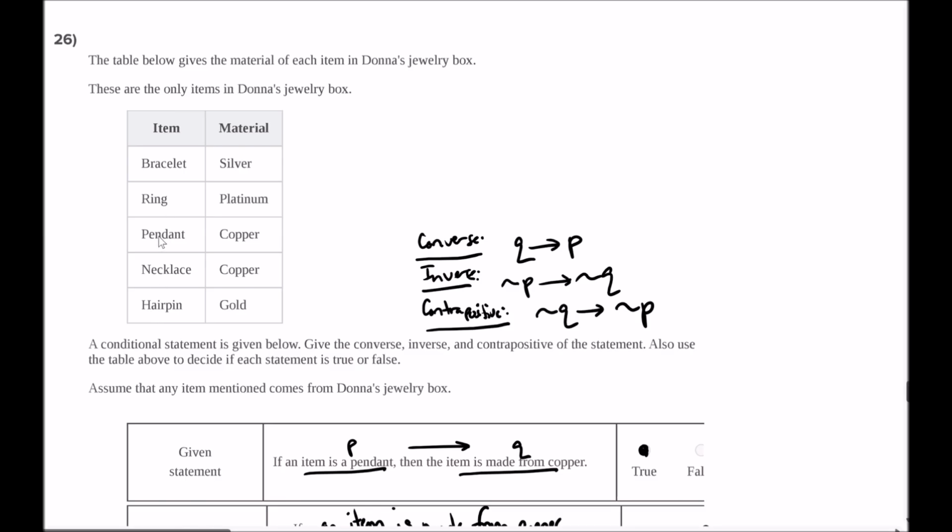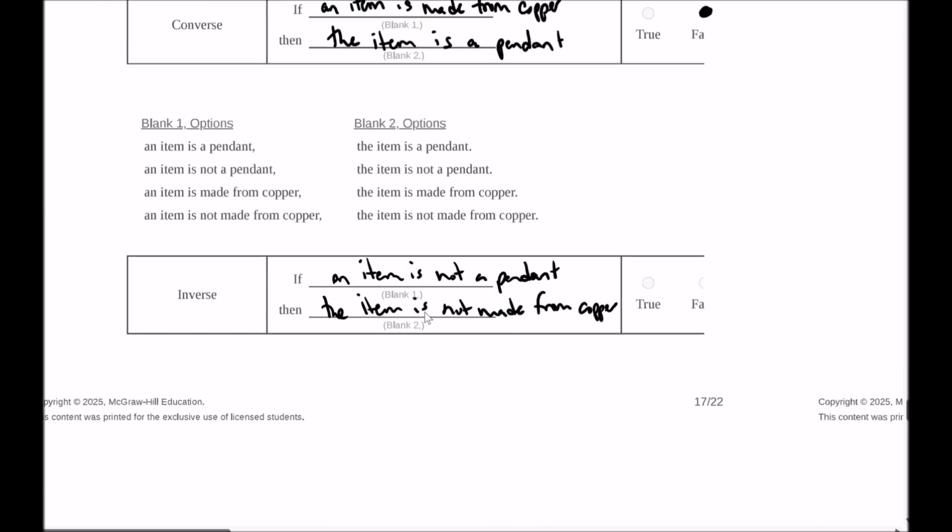What we want to see is, if it's false, that means if it's not a pendant, it would still be made from copper. So if it's not a pendant, like a necklace, well, a necklace is made from copper. The statement said that if it's not a pendant, then it's not made from copper, right? However, we found an item that was not a pendant, yet was made from copper. That proves that the statement is false. All right, so we have that.